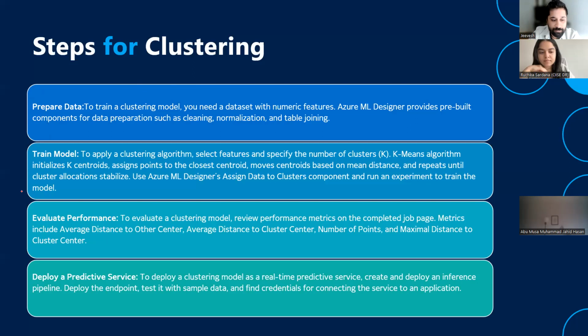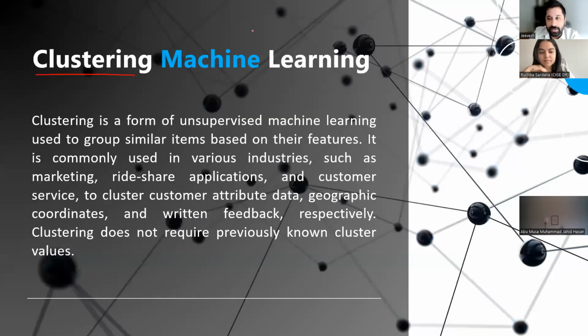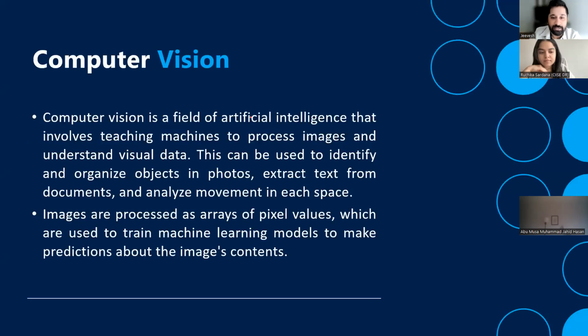The steps are pretty much the same at a broad level. You prepare the data, you train the model, you evaluate the performance, and you deploy a predictive service. The evaluation is obviously different for all of them, because these are three different types of models. But other than that, the basic four steps remain the same. Now, I'm not going into a lot of detail for this because I want to have some time for the practical. Once we start the practical, there is some waiting time for your model to get trained, and that's when we can come back to these slides.